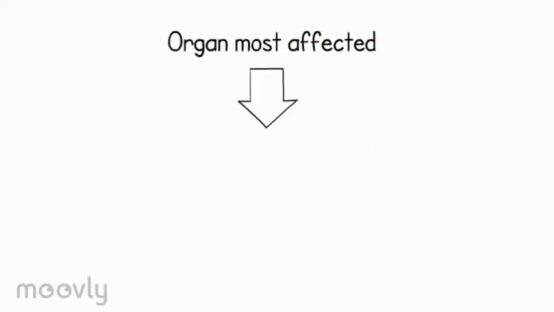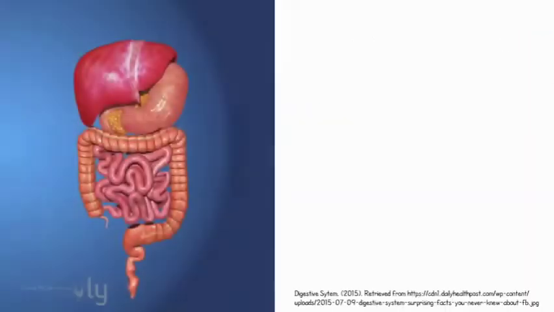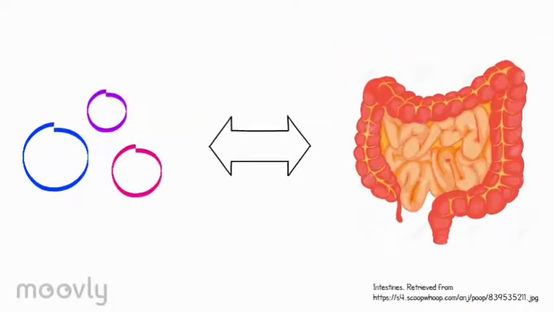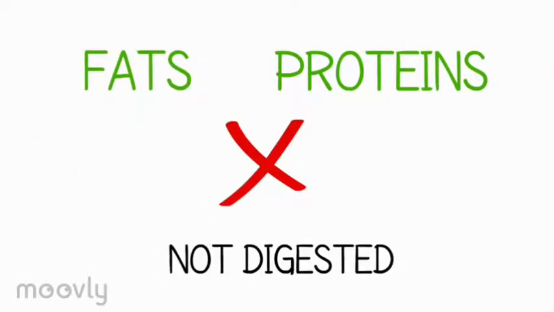The most prominent organ affected are the lungs. Excess mucus causes infections and eventual permanent lung damage due to trapped bacteria. Normal digestive functions are also altered by this disease, as the mucus blocks digestive enzymes from reaching the intestines. Therefore, food, specifically fats and proteins, are not digested properly in patients.